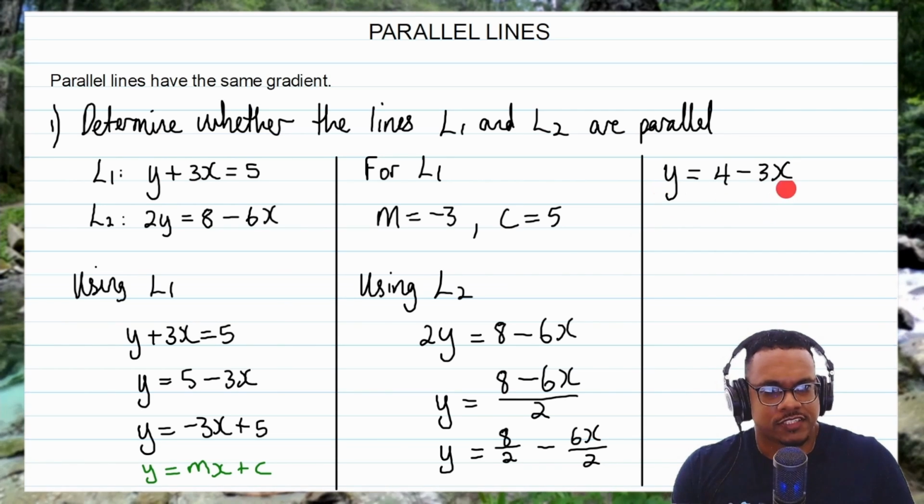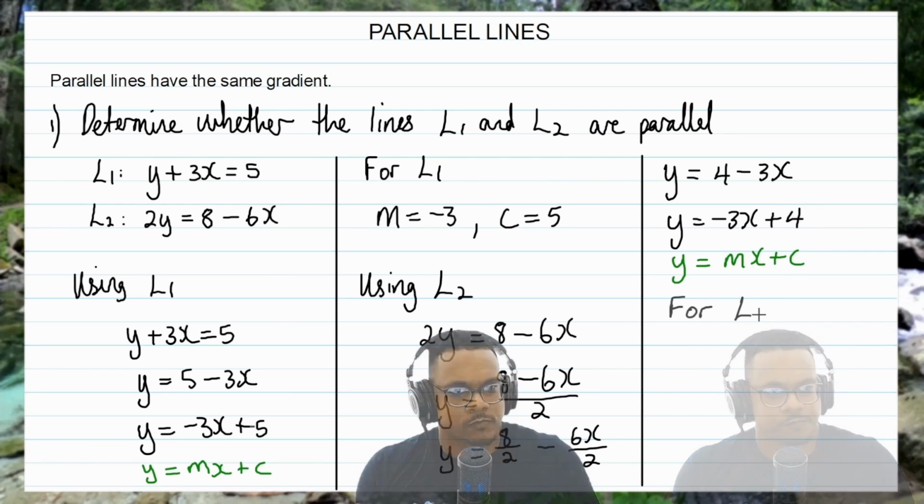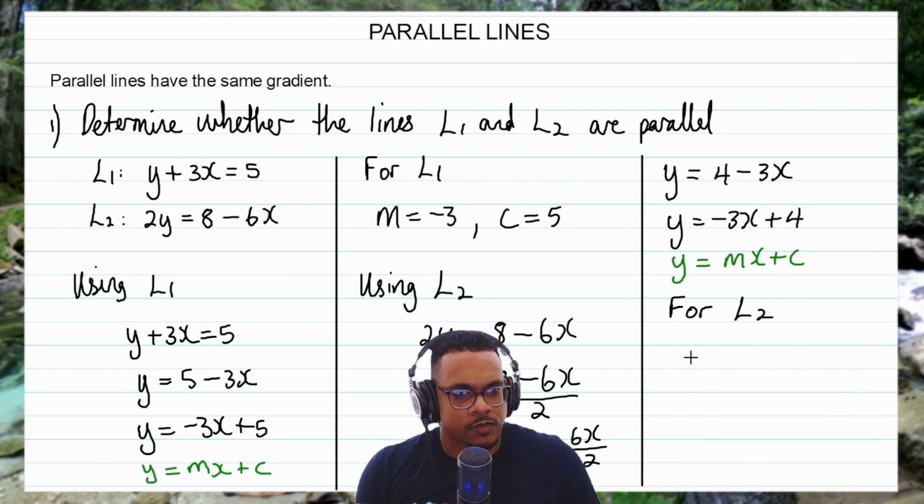And again, I want to arrange this in the form y equal mx plus c, so I'll write the negative 3x first. So I'll have y is equal to negative 3x, and now I'll write positive 4 behind it. So now that I have it in the form y is equal to mx plus c, I can clearly see that my gradient m is negative 3 and my y-intercept is positive 4. So for line 2, we'll have m is equal to negative 3 and my y-intercept is equal to 4.